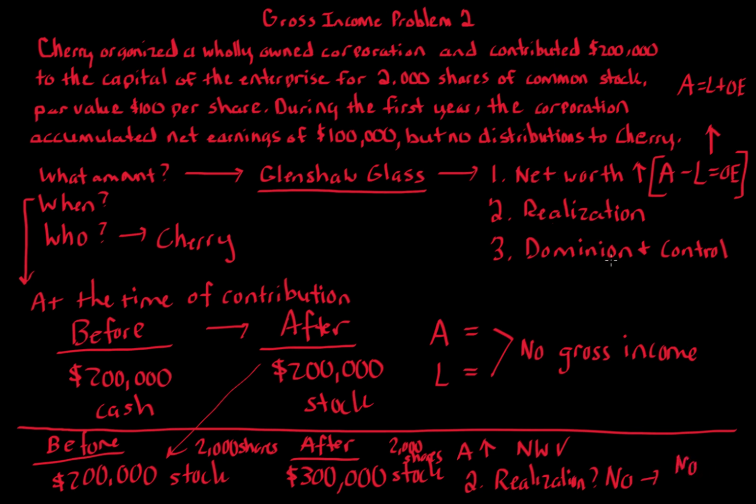And by the way, there would be dominion and control here because Cherry does have the stock, the 2,000 shares, and Cherry can do what he or she sees fit because there are no restrictions on keeping the stock. But there's no gross income because of the realization. So again, the key is there must be this event where you can actually separate out what there was initially, the 2,000 shares, the $200,000, from the remaining $100,000. And it's not. Cherry has before 2,000 shares, after 2,000 shares. It's not until Cherry actually has an event that the amount can be separated out. So I hope that helps you understand realization more, and that shows why Cherry does not have gross income.